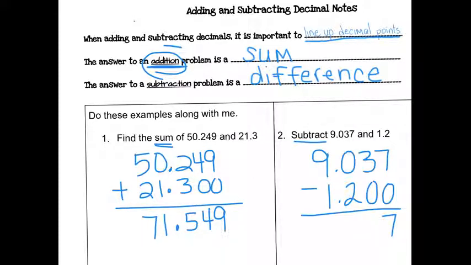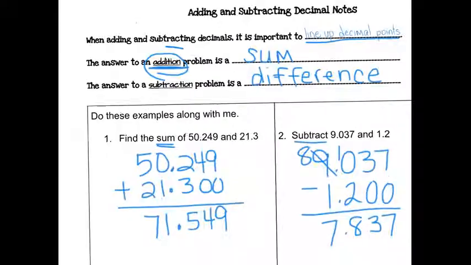7 minus 0, 3 minus 0, 0 minus 2 we can't do, so we have to borrow. This becomes 10. 10 minus 2 is 8. 8 minus 1 is 7, so our difference is 7 and 837 thousandths.